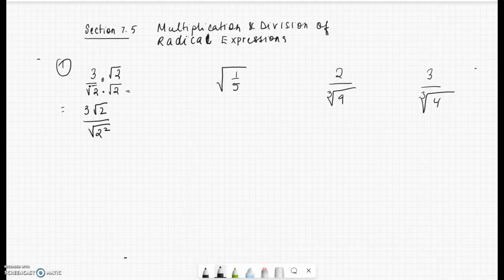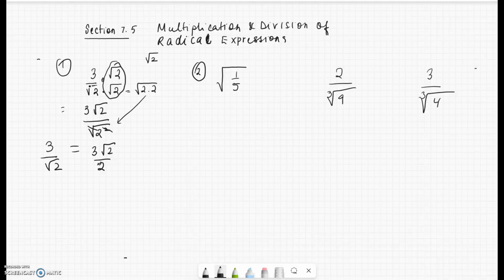So radical 2 times radical 2 is radical 2 times 2, which is 2 squared. The square cancels with the radical sign, and I have 3 radical 2 over 2. So this is equal to 3 over radical 2. However, it's just written in a way that the denominator is not a radical expression. So what we multiply the numerator and denominator with is a radical 2, and that's called the rationalizing factor.